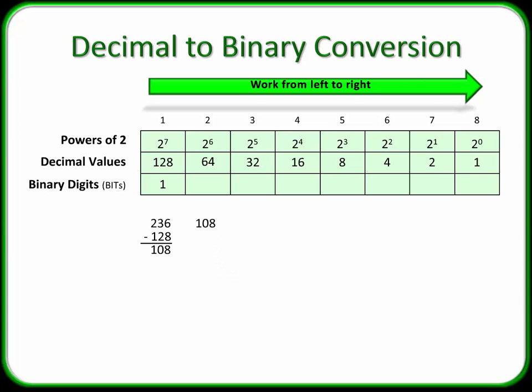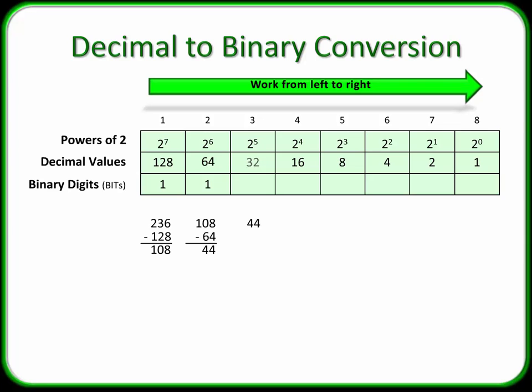Our remainder of 108, and we look to the next highest value, which is 64, and see if we can subtract that from 108, and of course we can. So we'll go ahead and add a bit into the binary digits row, and then again do the math, subtract 64 from 108. Now we take our newest remainder, the 44, and again we look for the highest value that we can subtract from it.